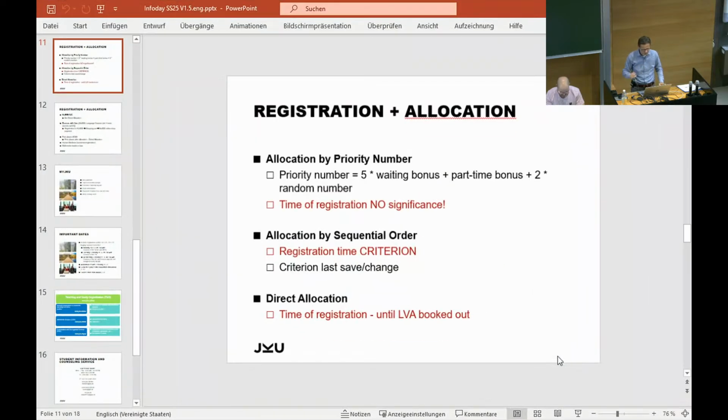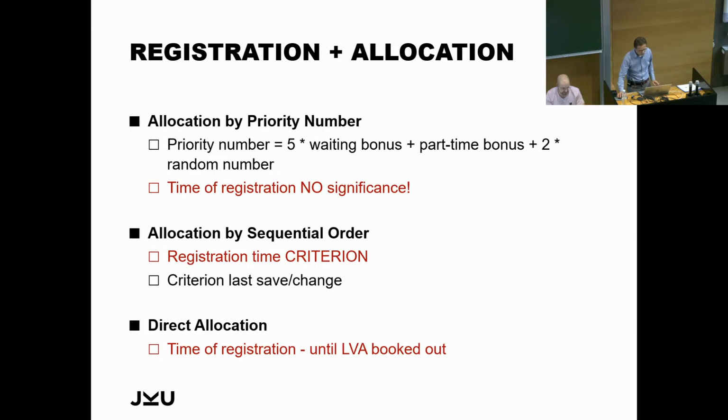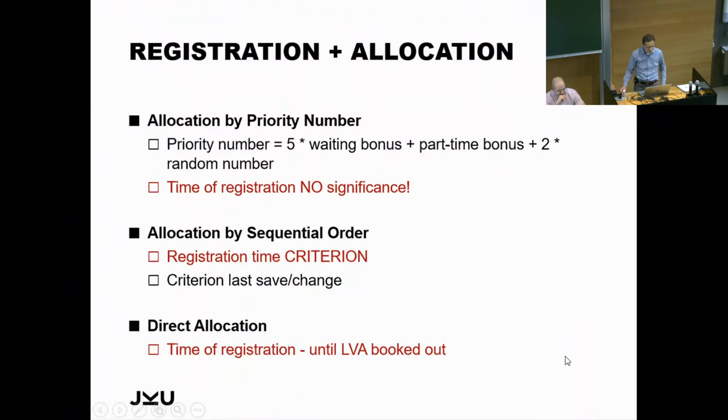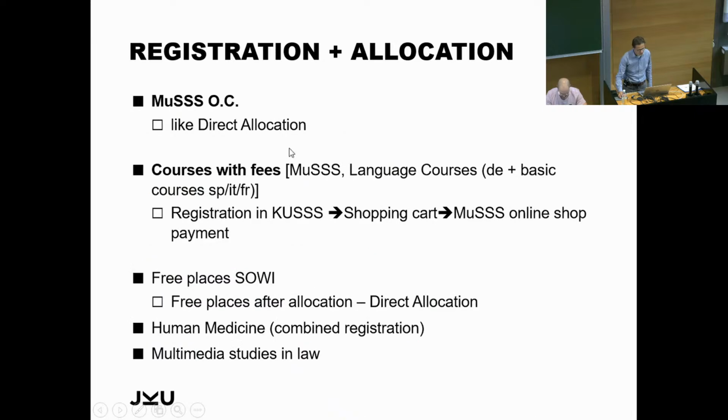Even in the first semester, it has normally only very little impact. The priority number is a small calculation. It works like this. Your priority number is 5 times your weighting bonus plus part-time bonus plus random number. You see there's in the end a random number. The random number can be between 0 and 1. But it's not so important. Much more important is this part here. 5 times the weighting bonus.